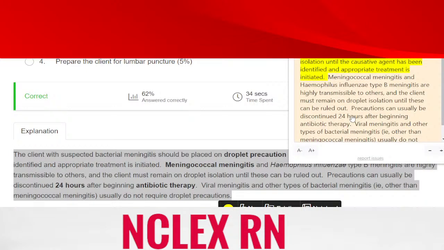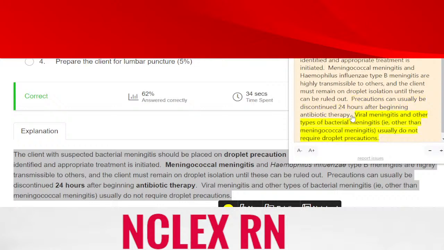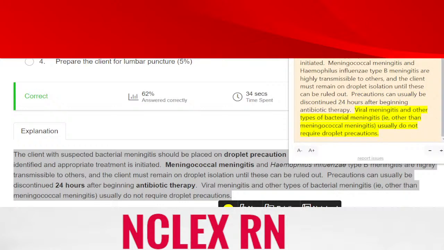The client with suspected bacterial meningitis should be placed on droplet precaution isolation until the causative agent has been identified and appropriate treatment is initiated. Meningococcal meningitis and Haemophilus influenzae type B meningitis are highly transmissible to others, and the client must remain on droplet isolation until these can be ruled out. Precautions can usually be discontinued 24 hours after beginning antibiotic therapy. Viral meningitis and other types of bacterial meningitis, i.e., other than meningococcal meningitis, usually do not require droplet precautions.